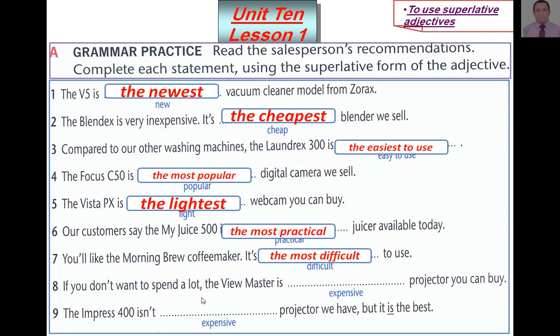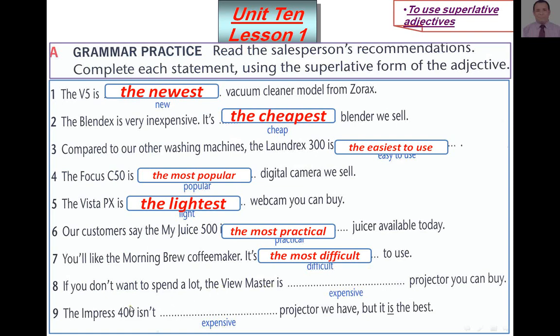But what I should know is that expensive is a long adjective, one that has more than two syllables. That's why I should use the most or the least, any one of them. But the meaning here, if you don't want to spend a lot, the Viewmaster is the least expensive projector. Of course, the least expensive projector that you can buy.